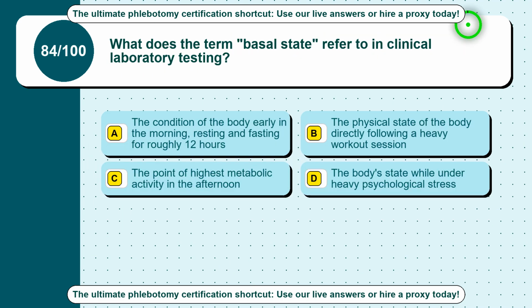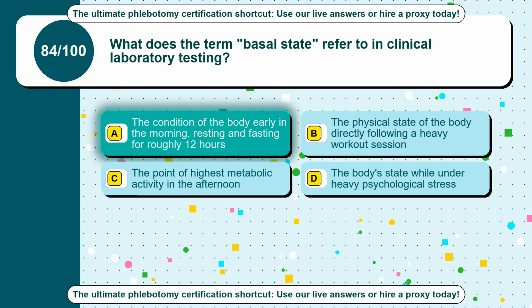Question 84. What does the term basal state refer to in clinical laboratory testing? Option A, the condition of the body early in the morning, resting and fasting for roughly 12 hours. Option B, the physical state of the body directly following a heavy workout session. Option C, the point of highest metabolic activity in the afternoon. Option D, the body state while under heavy psychological stress.